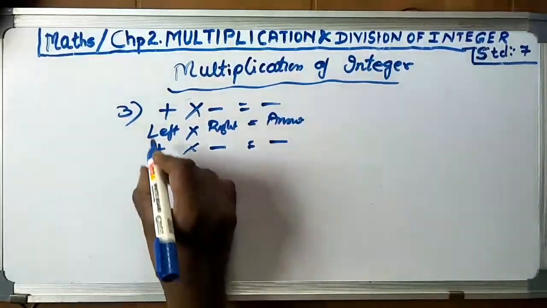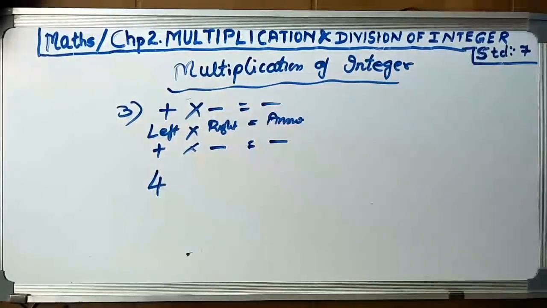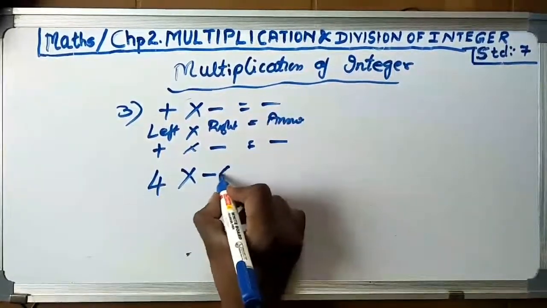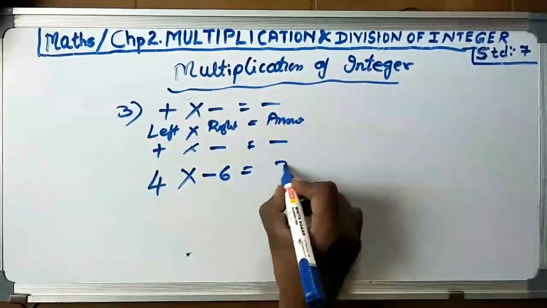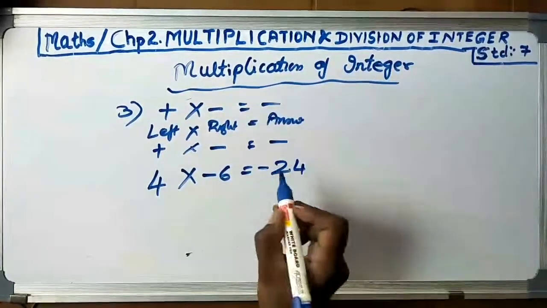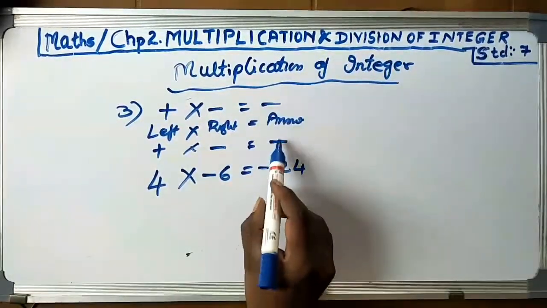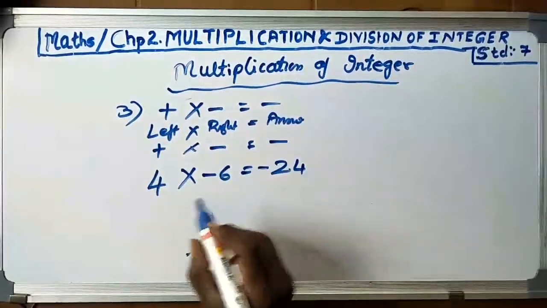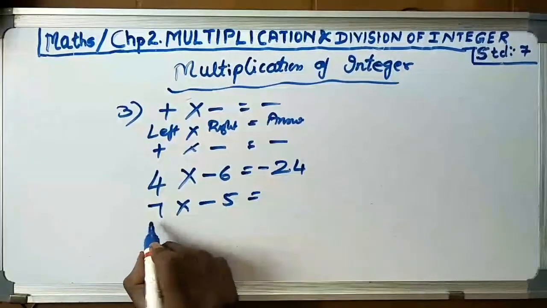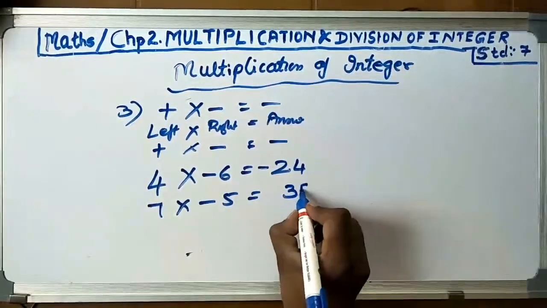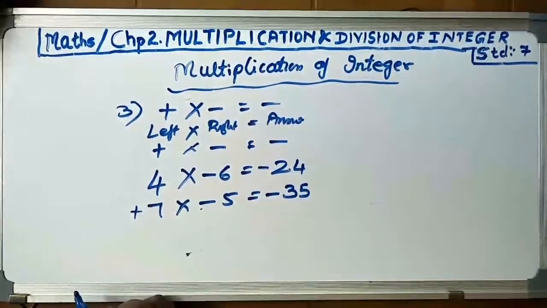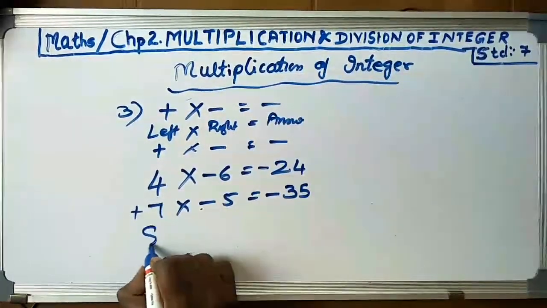Let's take some examples. On the left side, I take positive 4, that is plus 4, multiplied by minus 6. 6 4s are 24, plus into minus is minus. So in the answer you have to put the negative sign. 7 multiplied by minus 5 is equal to 7 5s are 35. One side plus, other side minus, so write minus.